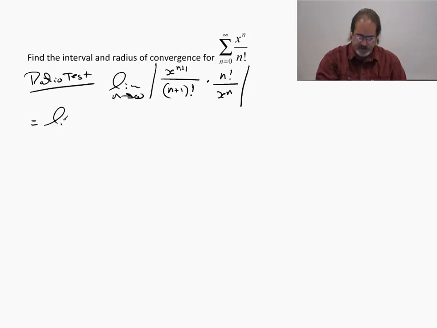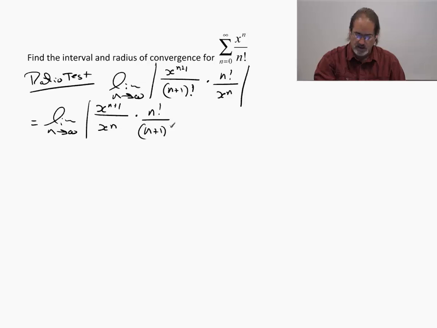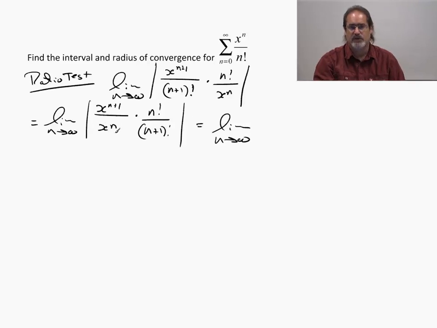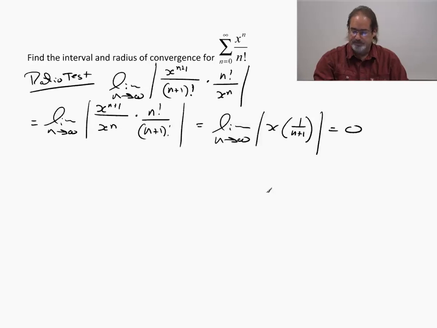Well, I'm going to rewrite this because sometimes reordering things makes it a little bit easier to see what's going on. This is actually x to the n plus 1 over x to the n, times n factorial over n plus 1 factorial. This will reduce, just a little bit of algebra here. So this is the same as the limit as n goes to infinity. x to the n plus 1 over x to the n is actually the same as just x, times n factorial over n plus 1 factorial. That's the same as 1 over n plus 1. Well, that limit is 0.